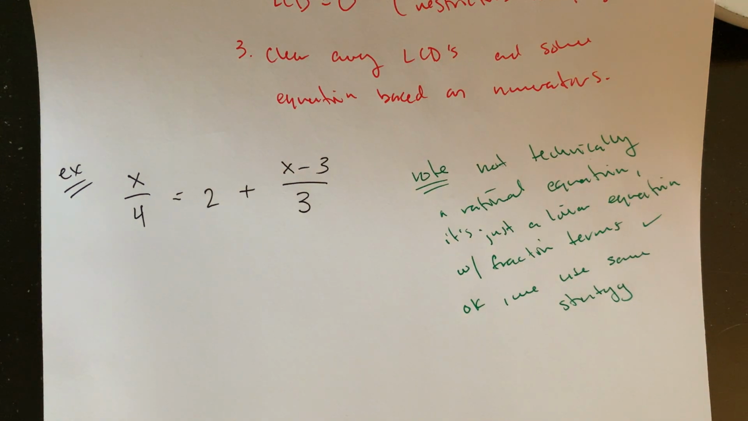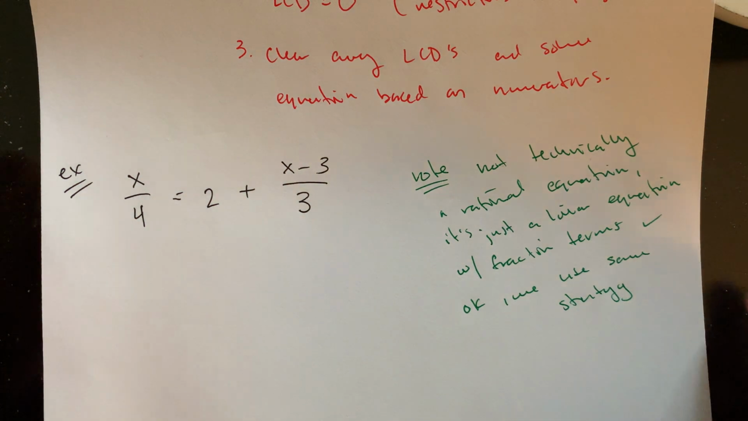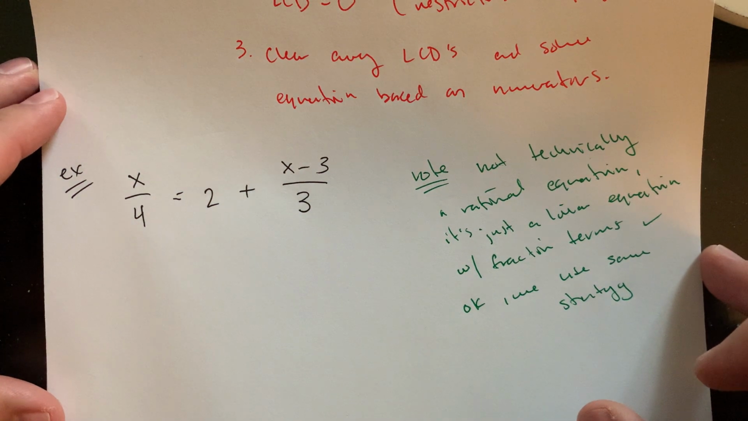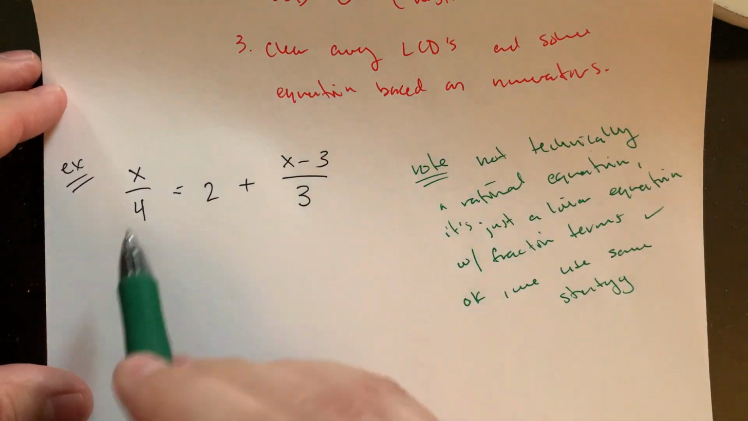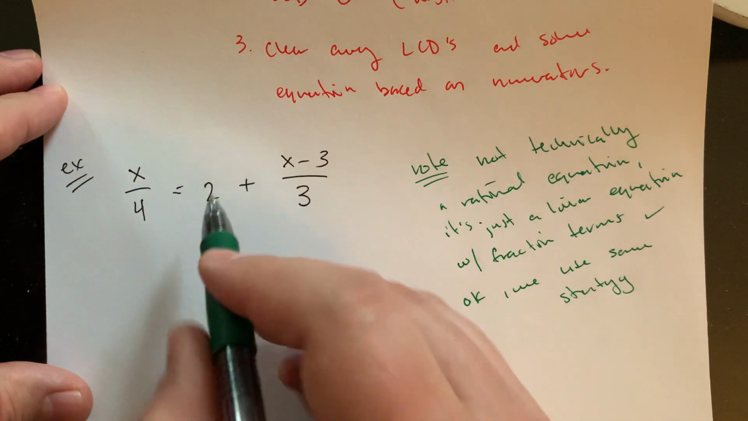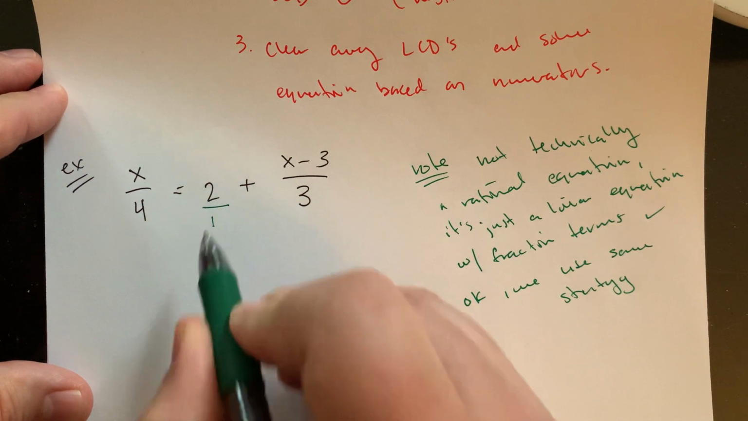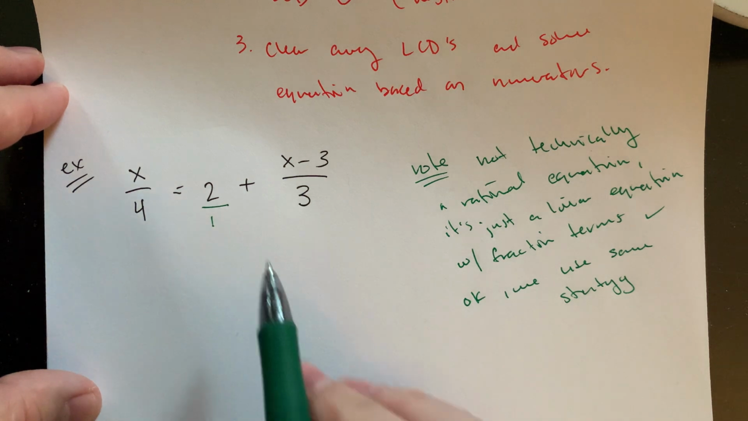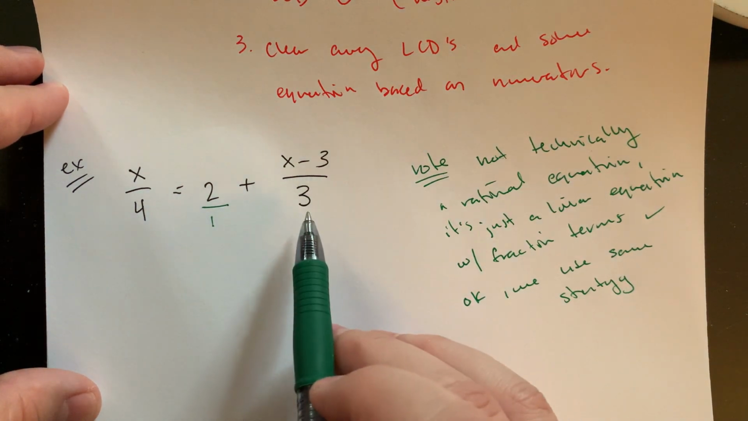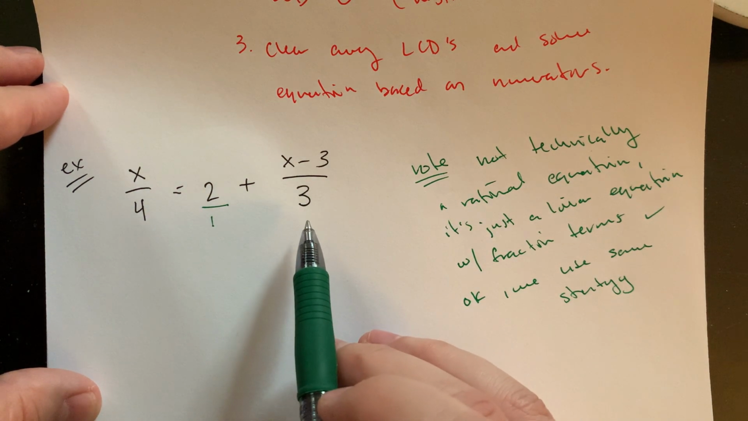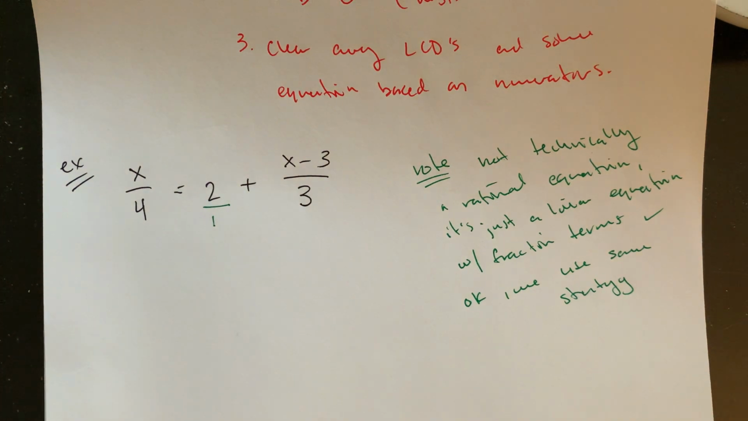As with our rationals, the thing here that's going to help is our denominators. So in this case, finding a common denominator. This is kind of x over 4. This is 2. The idea here is maybe write that as 2 over 1 plus the quantity x minus 3 over 3. So finding a common denominator here is really just going to be finding a common number denominator.